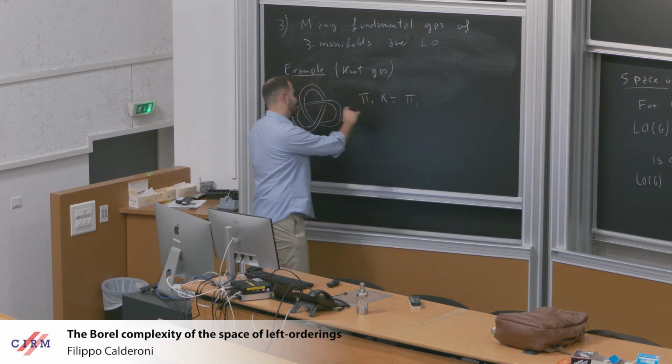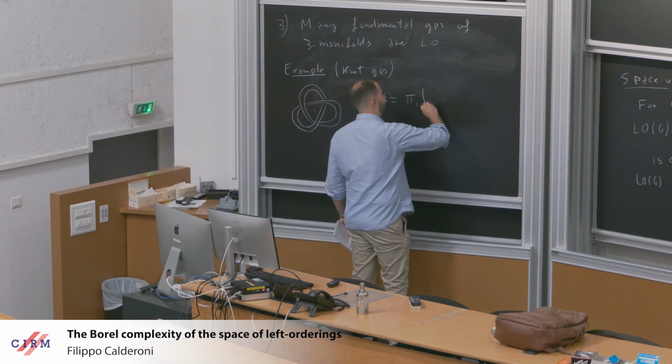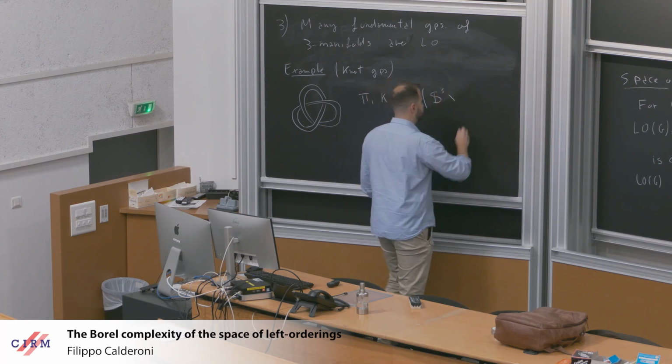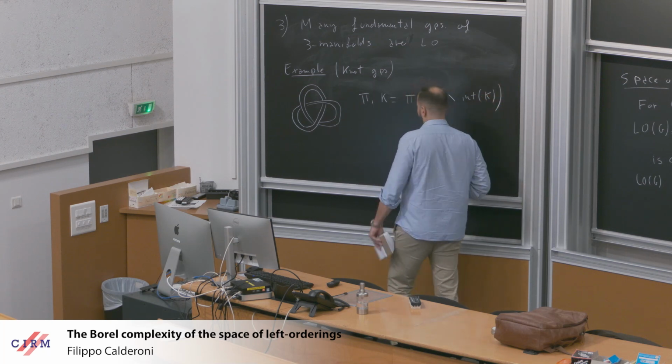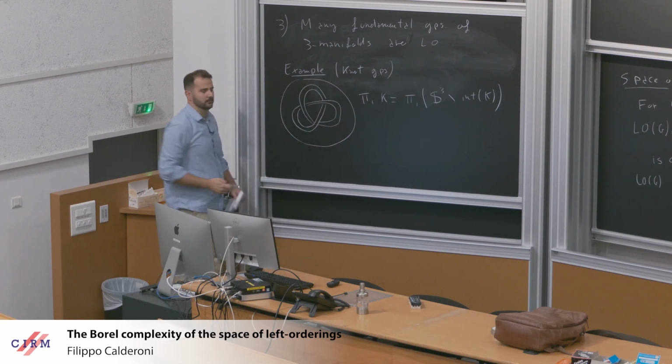Here, the fundamental group of the knot is indeed pi_1 of the solid sphere minus the interior of the knot. So for convenience, we think this is embedded into the sphere.